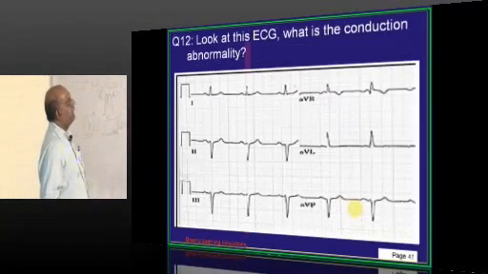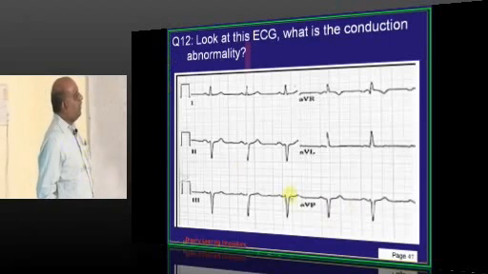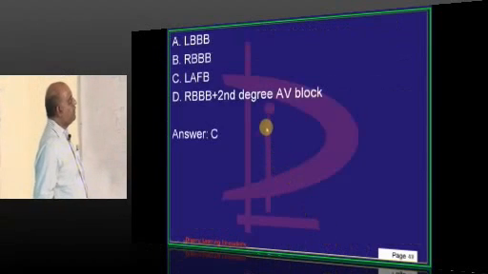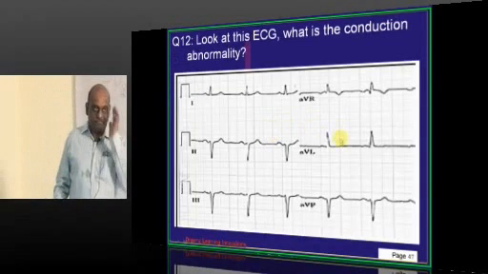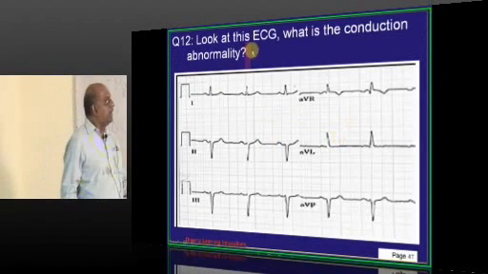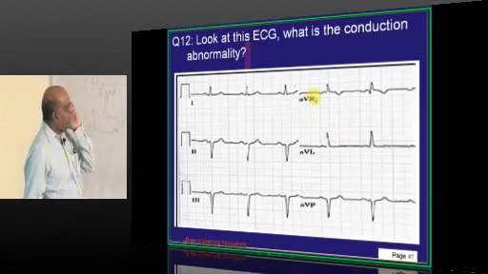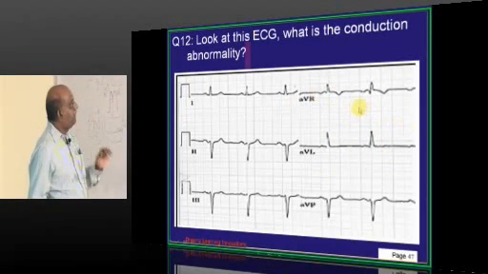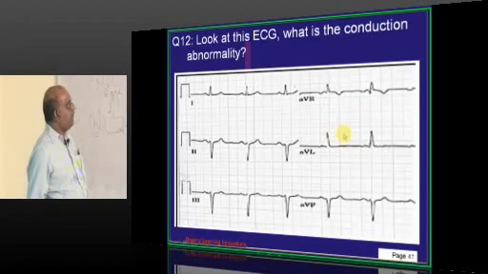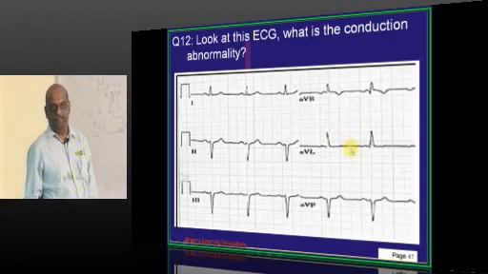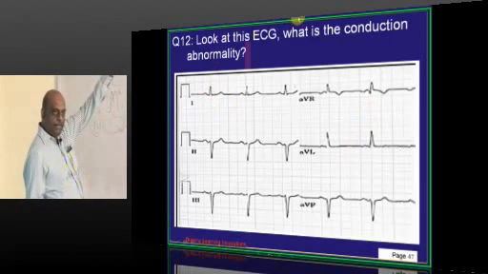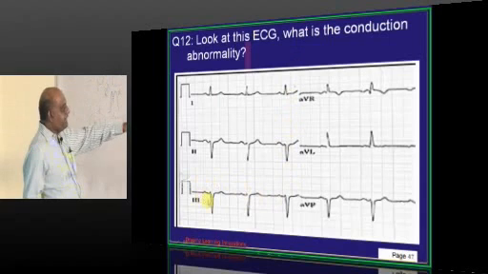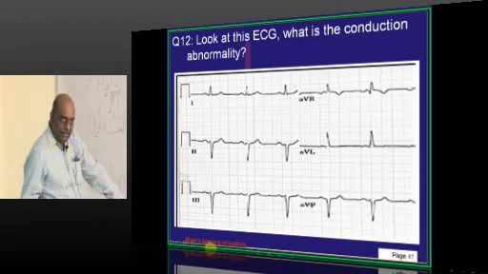Now doctor, look at this ECG. What is the conduction abnormality that you are having? This is a very peculiar ECG. If you look at this ECG, what do you find? First of all, axis. Lead 1 QRS complex is looking up, and in lead 3 the QRS complex is looking down.